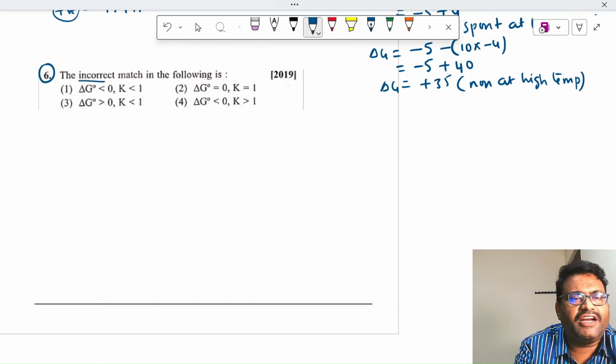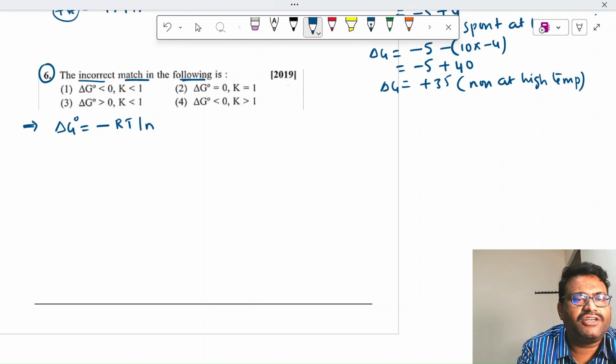The incorrect match in the following is... we have derived a formula, already we have discussed that also. What is the relation? Delta G naught is equal to minus RT natural log K equilibrium. So here K means K equilibrium actually. We can write it as delta G naught equals minus RT natural log K.